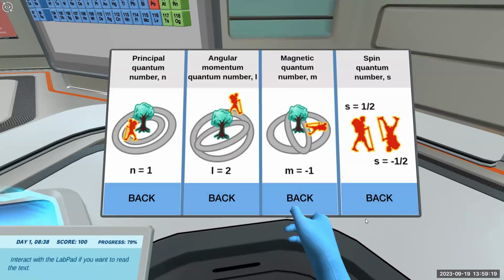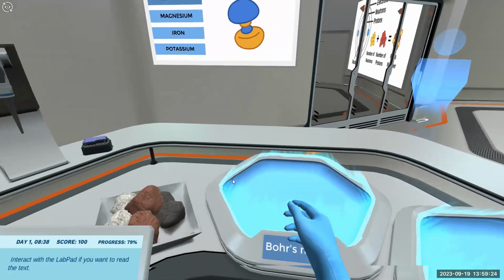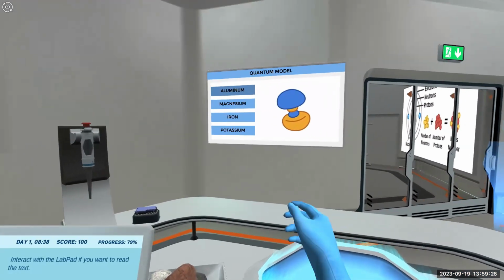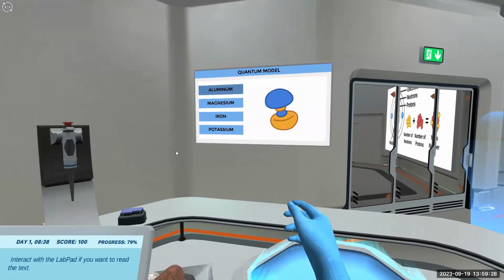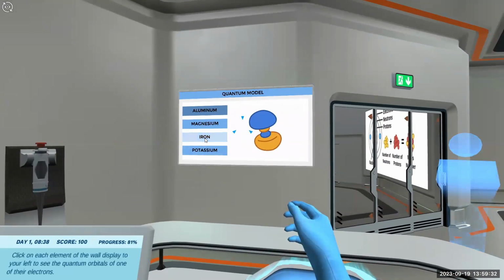If you look at your left, there should be a wall display next to the workbench. Each tab has a 2D visual representation of what one electron orbit may look like in a more realistic approach for each of your elements. Click on each element of the wall display to your left to see the quantum orbitals of one of their electrons.